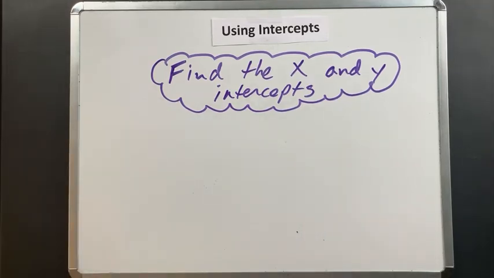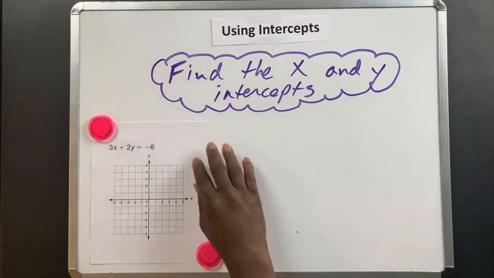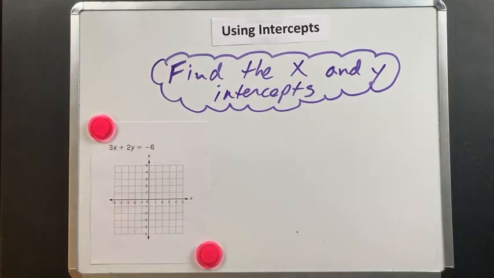Now let's move into some other things that we can do using intercepts. When provided with a linear equation, we can find the x and y intercepts without even having a graph. I'm going to show you how to do that, where you can find the x and y intercepts, and then we'll plot them. So we're going to find the x and y intercept first, and then we're going to plot it. All right.